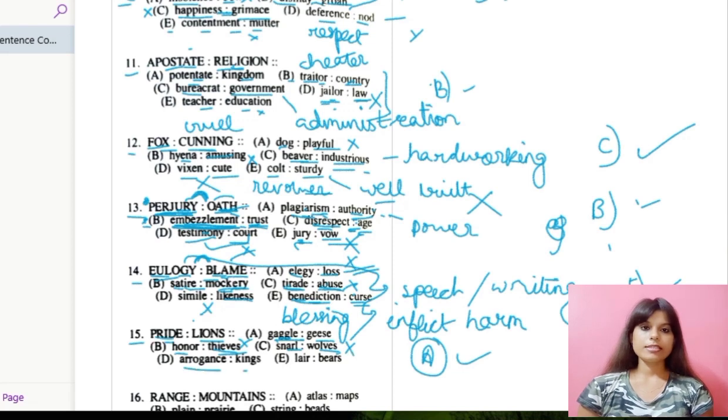Next is arrogance and kings. See, arrogance is a part of the characteristic of kings. Obviously, kings or rulers will have arrogance at some point of time. So this is all right, but it's just not going with the question. Number E is lair and bears. So lair means a place where a wild animal, especially a fierce or dangerous animal, lives. So if I talk about bears, lair is a shelter for the bear. We need to talk about collective noun. So it's not given, so wrong. Number A would be the correct option.